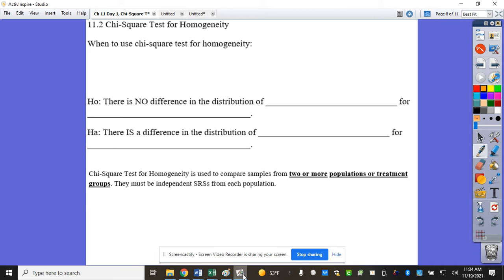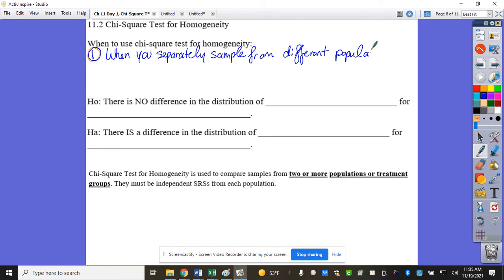So when you separately sample from different populations, I don't like writing it as two samples from two populations because that sounds weird. But if you want to think about that as taking two separate samples, that's fine.